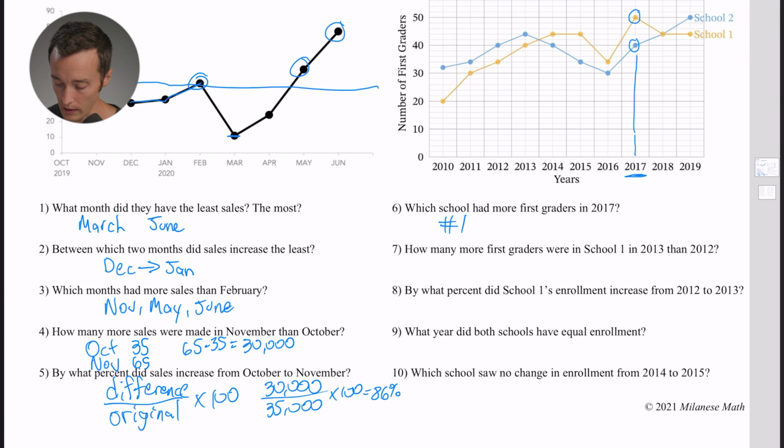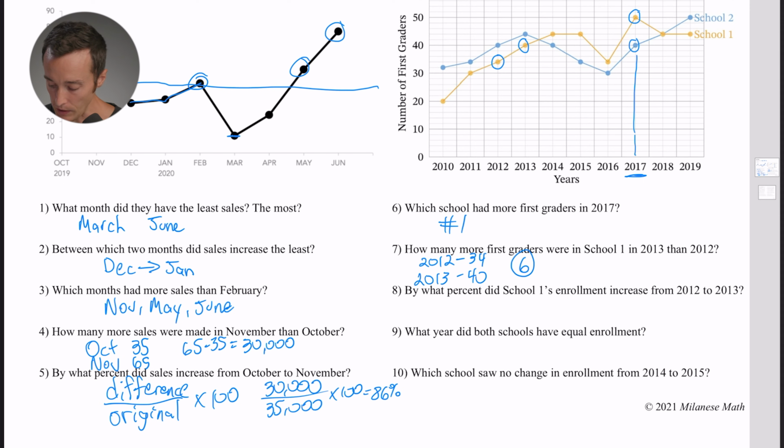Okay, so school 1 is the yellow, and they want to know basically if you're going from 2013, which was here, from 2012 to 2013. Okay, so what are those numbers? Well, if you trace over to the y-axis, you can see that in 2012, looks like we had 34 first graders, but then in 2013, it bumped up to 40. Now, the question they were saying is, how many more are there in 2013? Well, if it went from 34 to 40, that would be an increase of 6 students, and all I did was subtract those numbers. Okay, how about number 8?